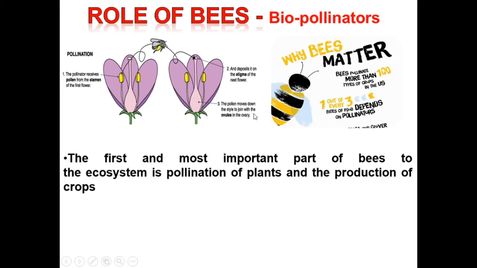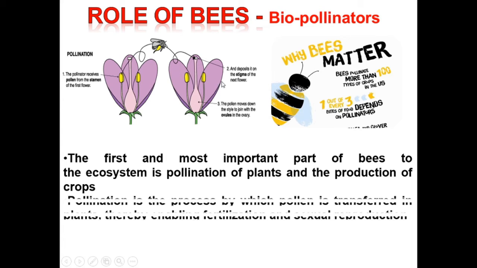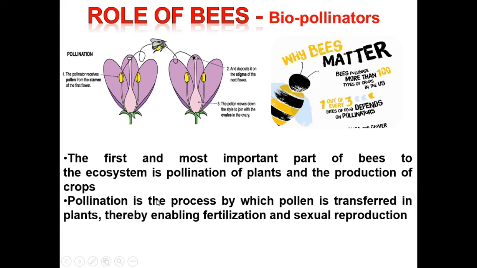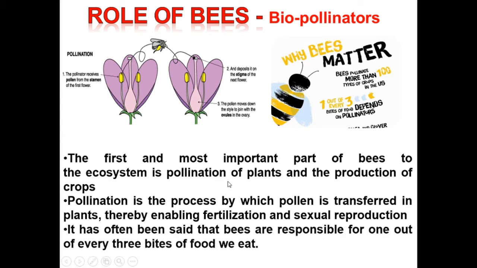The first and the most important part of the bees in the ecosystem is pollination of plants and production of crops. As you know, pollination is the process by which pollen is transferred in the plants, thereby enabling fertilization and sexual reproduction. It is often said that these bees are responsible for 1 out of every 3 bites of food we eat. Every day we are taking different types of foods, and every 3rd bite of the food we eat is given by these bees.